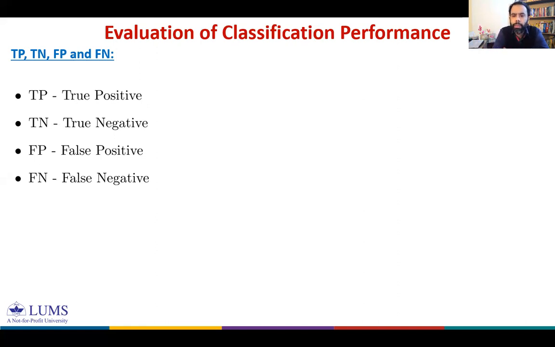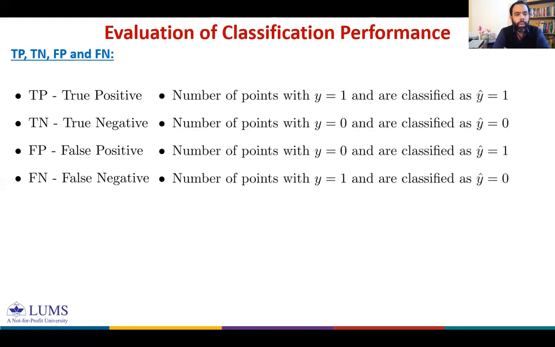What is false positive? The number of points with y equal to 0, but you predicted as positive. Because it's a false positive: you predicted positive, but that's a false prediction. Similarly, false negative: you predicted negative, but it's a false prediction, since in actual it is 1. So false negative is the number of points with y equal to 1, but you classify it as 0. False positive is the number of points with y equal to 0, and you classify it as y hat equal to 1, and so on and so forth.